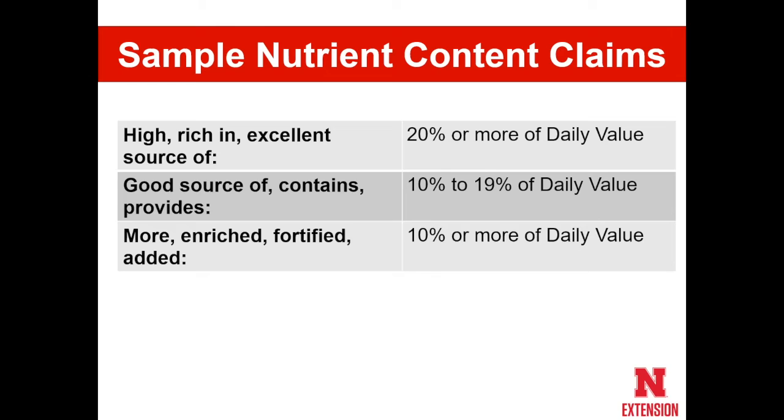Good sources of nutrients are indicated on the food label if they provide anywhere from 10 to 19% of the daily value of the nutrient. They can also include more, enriched or fortified, if addition of the nutrient provides more than 10% of the daily value.